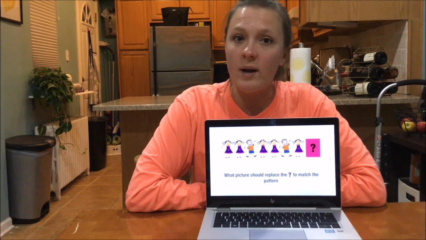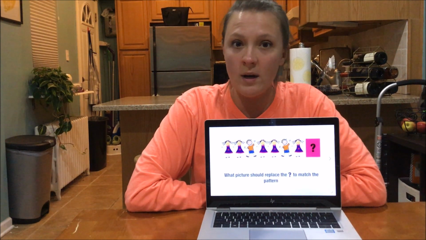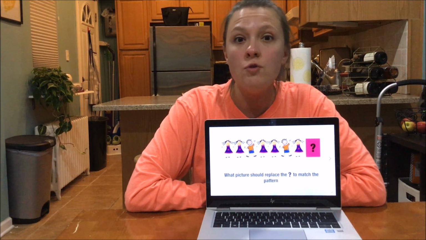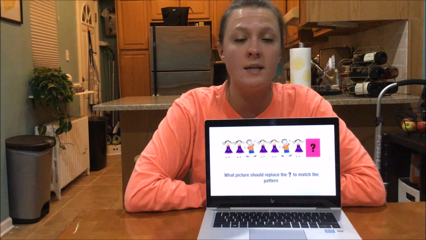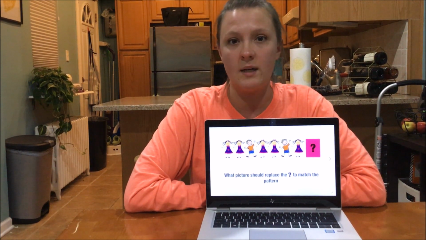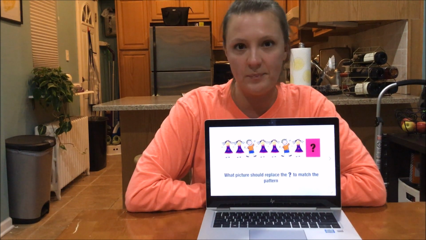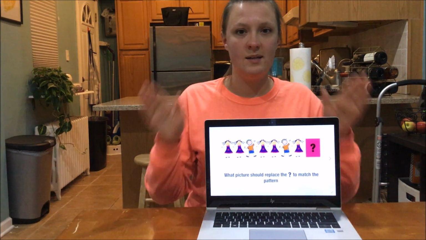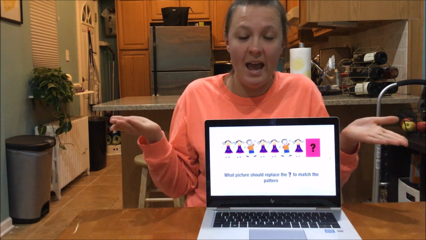Challenge yourself to see what other AAB patterns you can come up with. You could draw pictures in an AAB pattern. You could arrange objects in your house in an AAB pattern, or you could even make music to make an AAB pattern, such as right there. That's an AAB pattern.